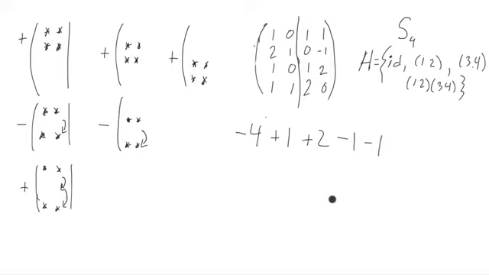When we compute this, that cancels, and we're left with -3, which you can check with another method truly is the determinant of this matrix right here.